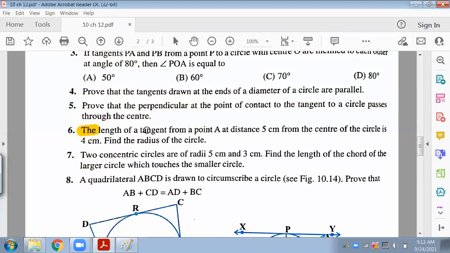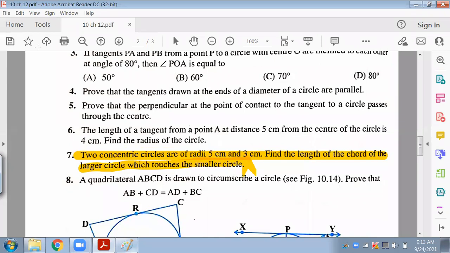Question number 6. The length of a tangent from... Sorry, we have done this. Number 7. Two concentric circles of radius 3 and 5. Find the length of the chord of the larger circle which touches the smaller circle.